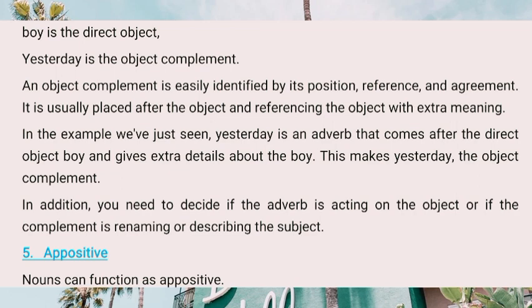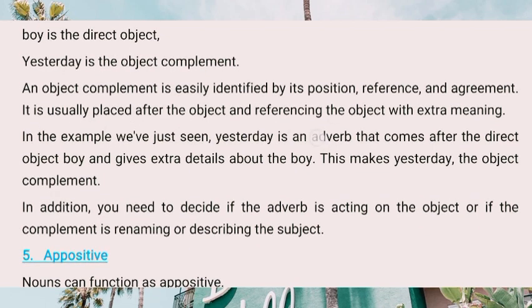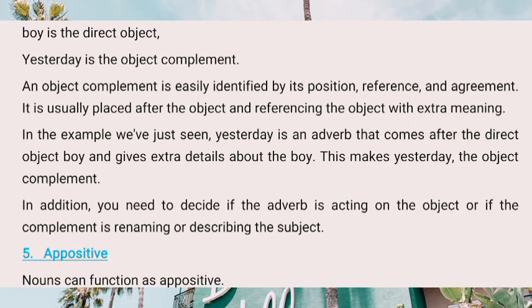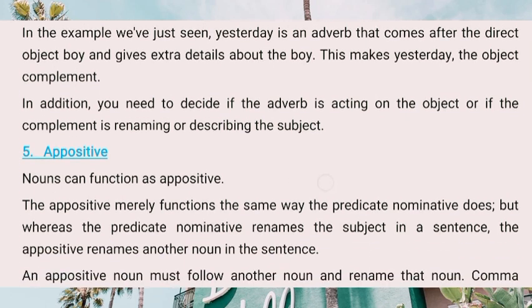An object complement is easily identified by its position, reference, and agreement. It is usually placed after the object and referencing the object with extra meaning. You understand? It gives more meaning. It modifies the object. It tells you more about the object. In the example we've just seen, yesterday is an adverb that comes after the direct object boy, and it gives extra details about the boy. This makes yesterday the object complement. In addition, you need to decide if the adverb is acting on the object or if the complement is renaming or describing the object.